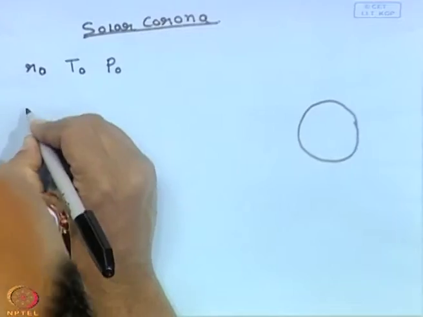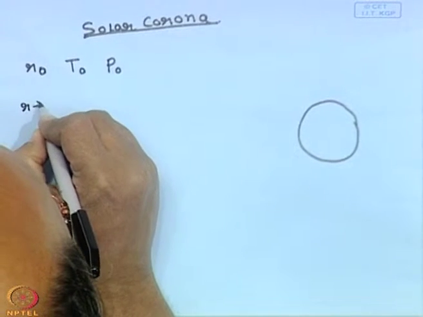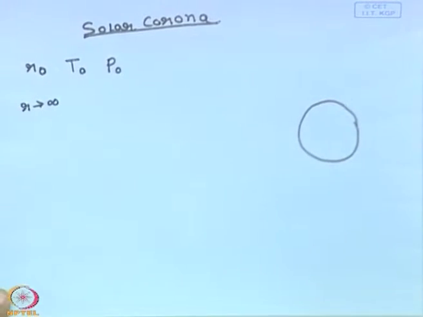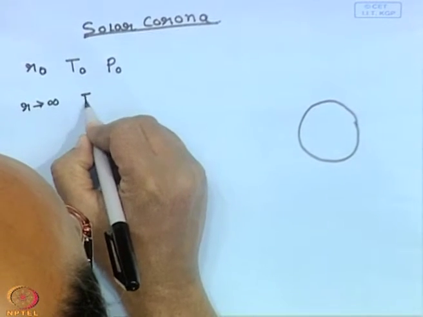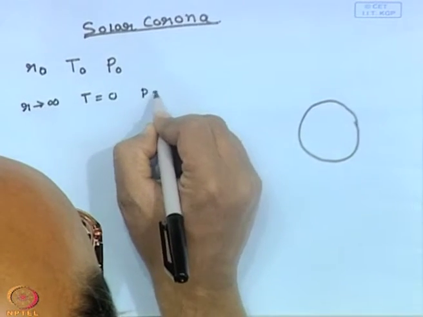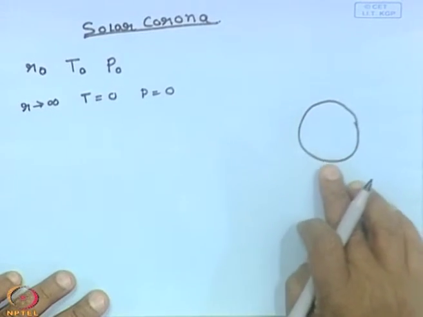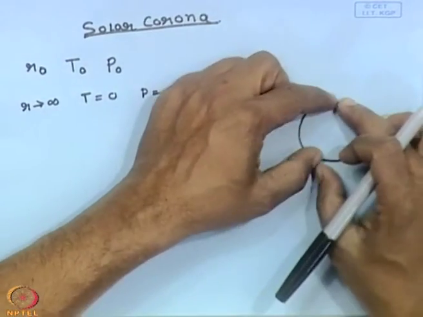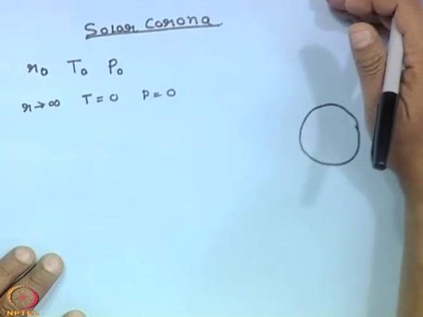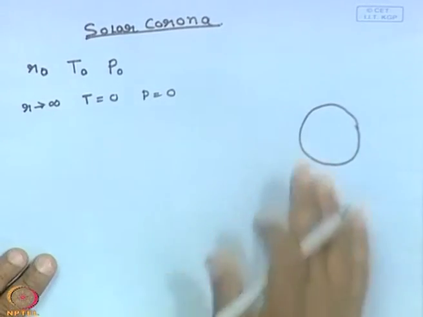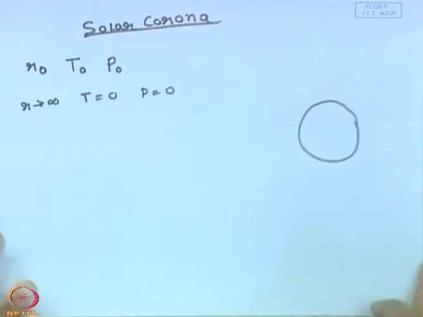As R goes to infinity, we expect the temperature to go to 0, the pressure to go to 0, and everything vanishes. So, this is a gas which is there in hydrostatic equilibrium. There is a temperature T naught which is very high, which is maintained by the sun at the center, and the temperature falls off as you go far away. At infinity it should be 0, the pressure should also be 0. That is the model which was worked out by Parker, a famous plasma physicist at the University of Chicago. He worked out this model.